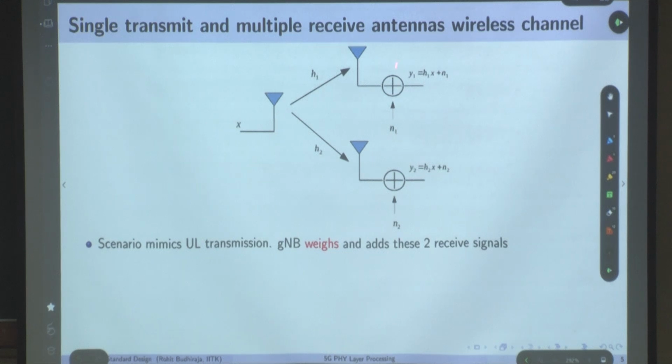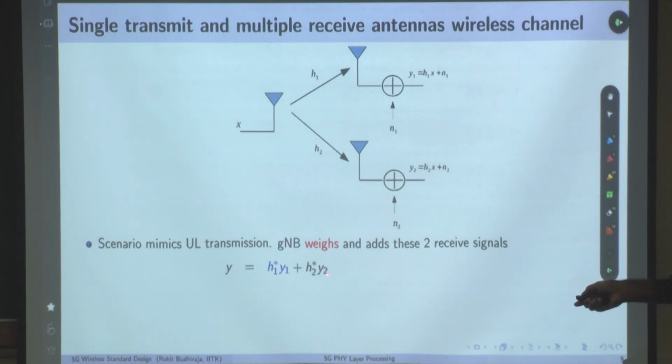So what will this base station do? It has received these 2 signals. What it does is, you see this, it weighs and adds these 2 signals. Why does it need to weigh, and what is this weighing? That is what I am going to show you. See, this is y1, it is weighing it with h1 star, it takes y2, it is weighing it with h2 star. This is called weighing and then adding these two signals.